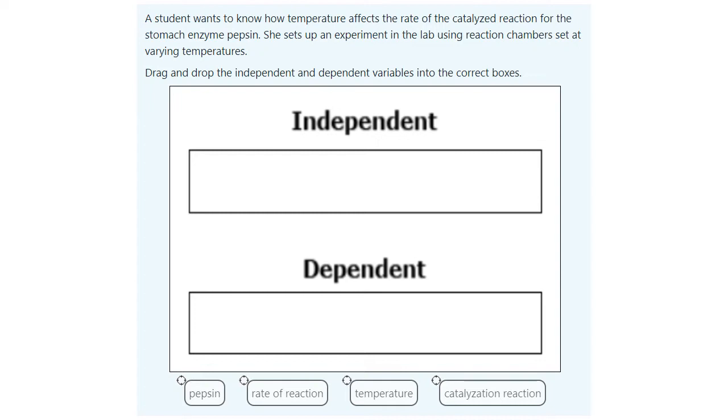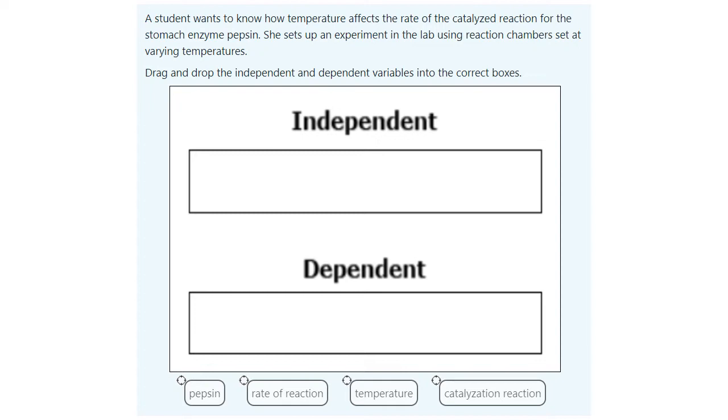The dependent variable is the outcome. It's what happens because of what the scientist did. The dependent variable is what is measured. So these words, the outcome, the effect, what's measured, will help you to find the dependent variable. The independent variable is what the scientist changes, what the scientist chooses, what the scientist varies, or the different conditions at the beginning of the experiment.